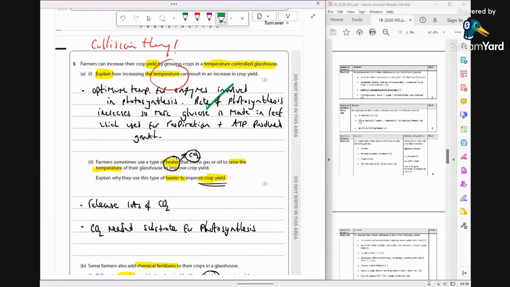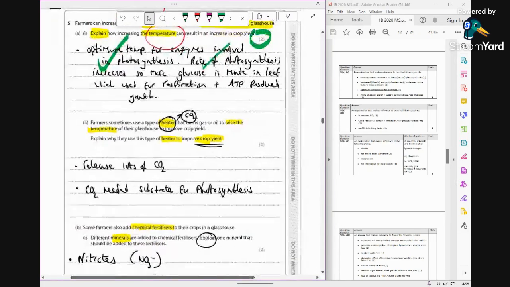Optimum. Oh, I didn't say optimum. Oh, yeah, I did say optimum temperature. Yeah. Okay, so I didn't lose it. Good. Worth bearing in mind, though.